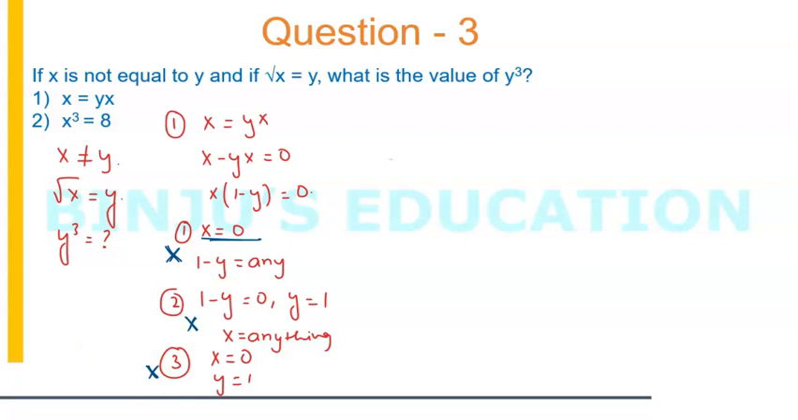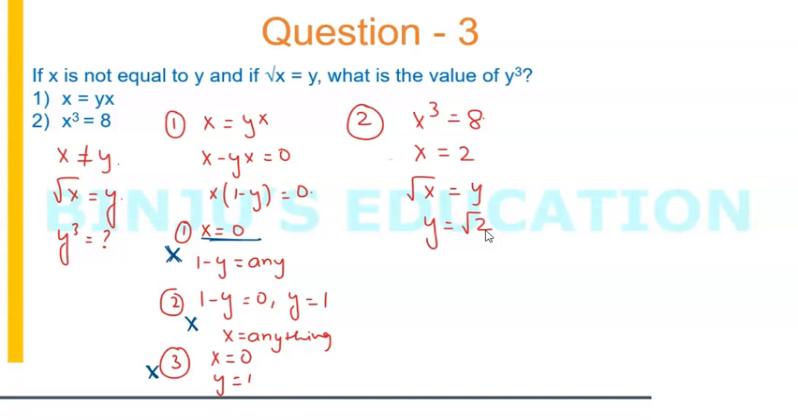Okay, so now let's move on to statement 2. X cube is equal to 8, which means x should be equal to 2. Now we have root of x is equal to y, which means y should be equal to root of 2. Now interestingly, in this case x is not equal to y and root of x can be equal to y, because in this case y will simply be root 2 and x is simply equal to 2. That is satisfying both the conditions.